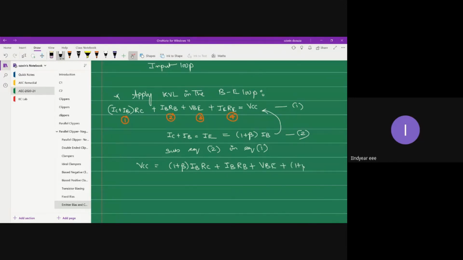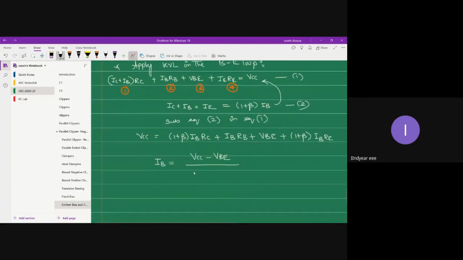So IE can be written as 1 plus beta into IB into RE. Or we can write IB as the difference in potential, that is VCC minus VBE, divided by the resistance values, right? So we have taken IB common. When you take IB common, what are you left with? You will be left with RB.